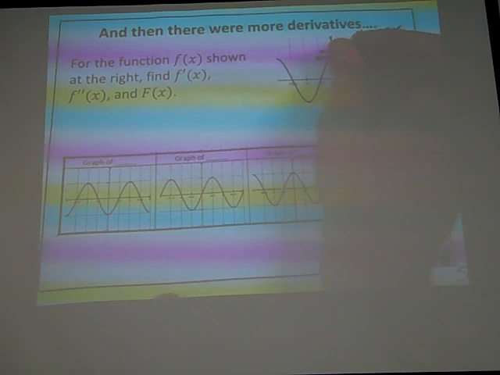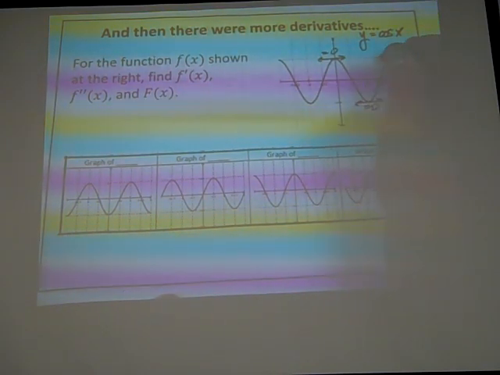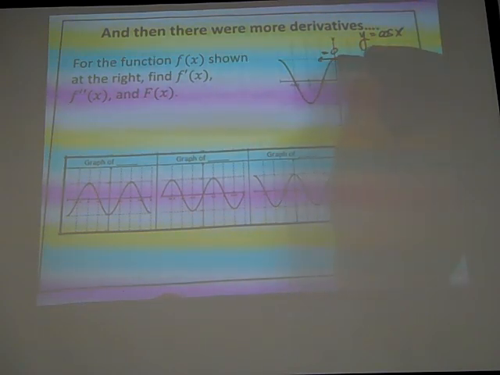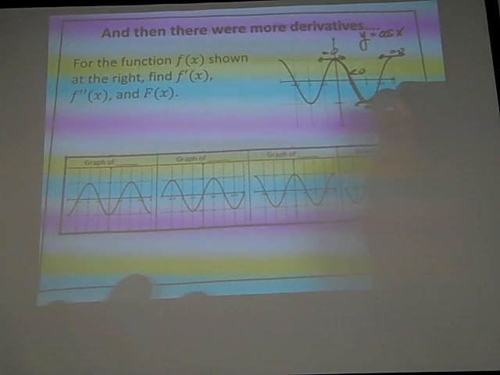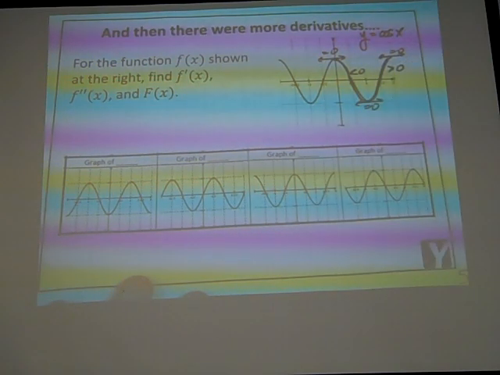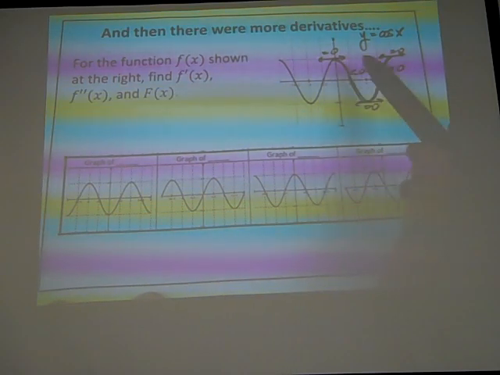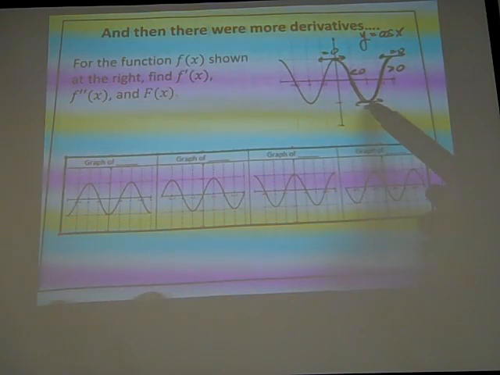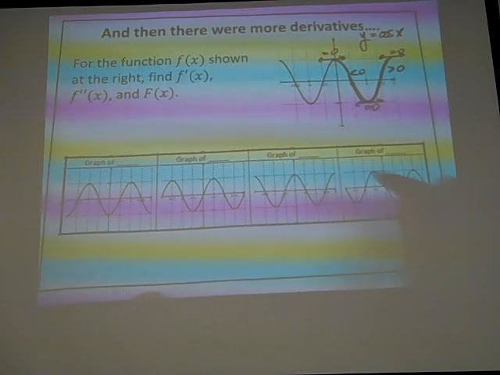Relative max, the derivative is equal to 0. Derivative is equal to 0. Derivative is equal to 0. Where this guy is decreasing, the derivative will be negative. Where it's increasing, the derivative will be positive. So I'm looking for a root followed by negative, followed by a root, followed by positive, followed by a root.